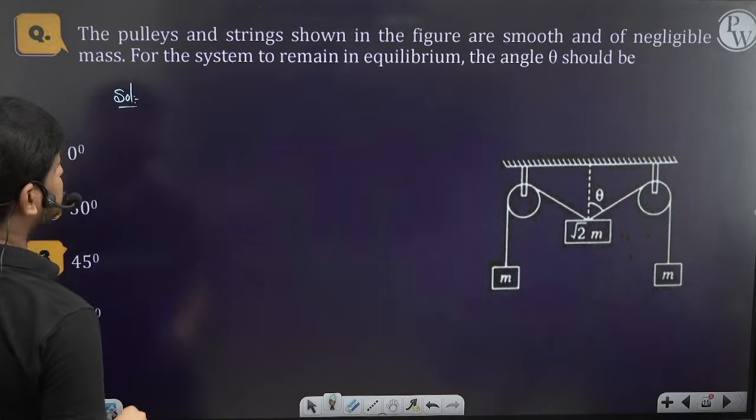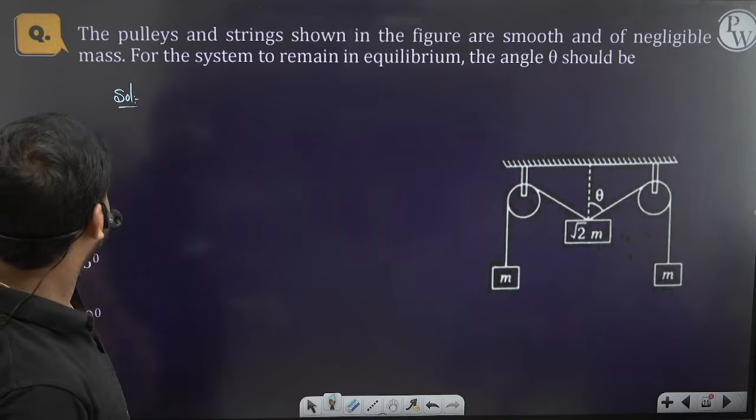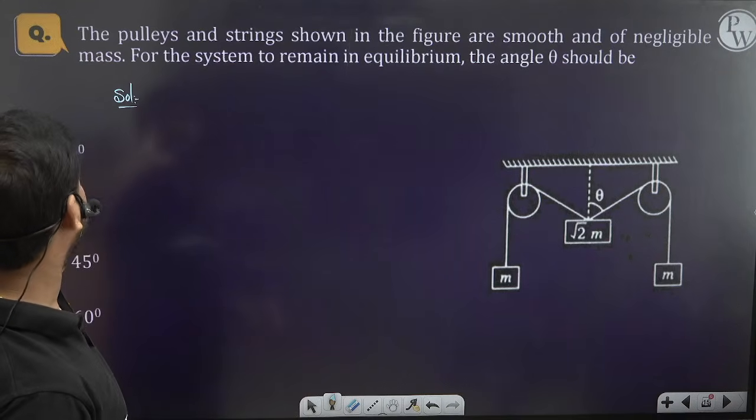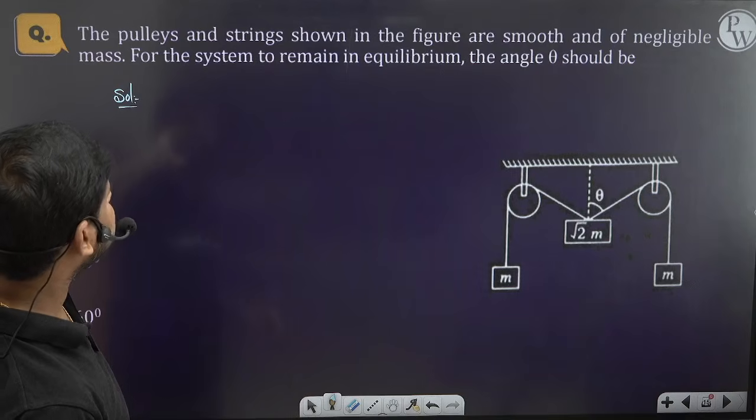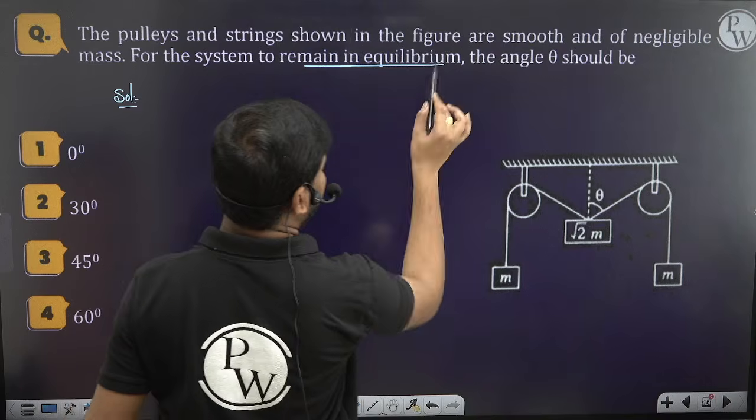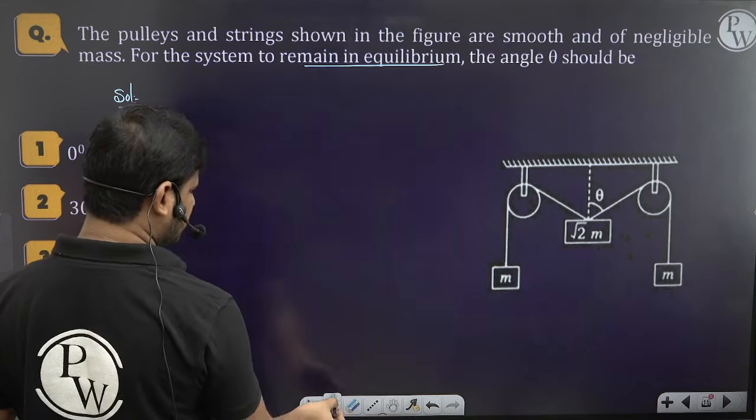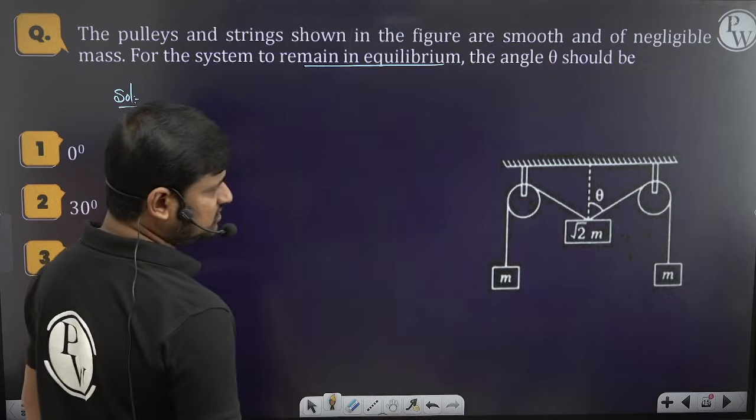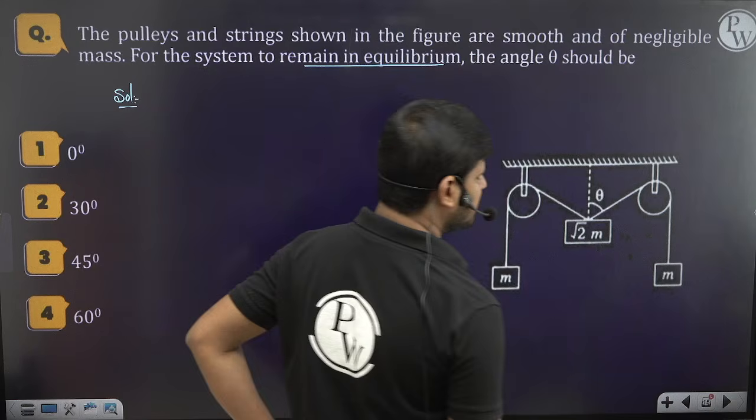First understand the question and draw the free body diagram. The pulleys and strings shown in the figure are smooth and of negligible mass. For the system to remain in equilibrium, the angle theta should be what? Okay, so first draw the free body diagram here, guys.